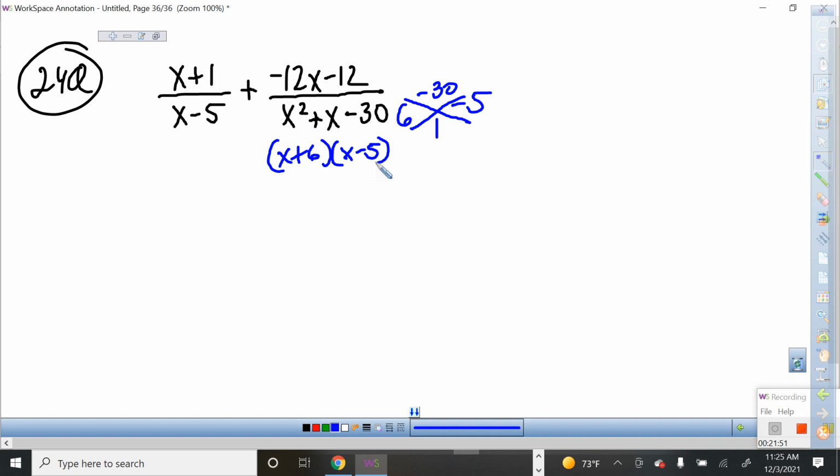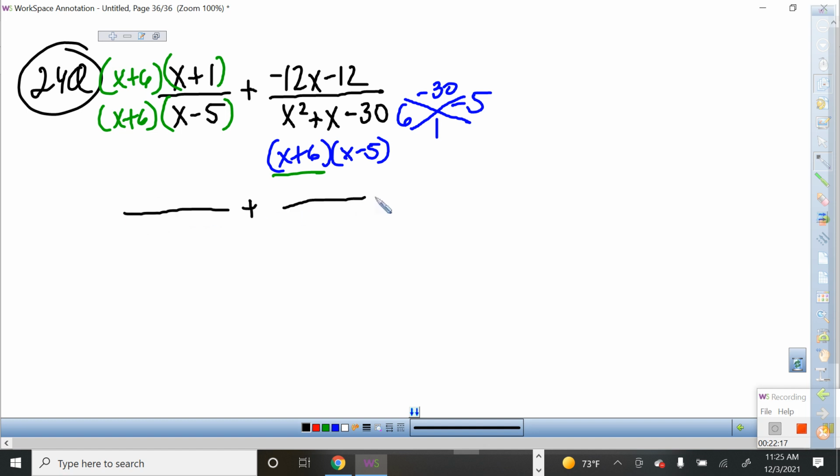And now we can see that the other denominator doesn't look like this one. What is it missing? X plus 6, so that means I need to multiply this times x plus 6, top and bottom, x plus 6. Which means what? Now we have a common denominator. Our common denominator is x plus 6, x minus 5. This numerator stays the same, negative 12x minus 12.